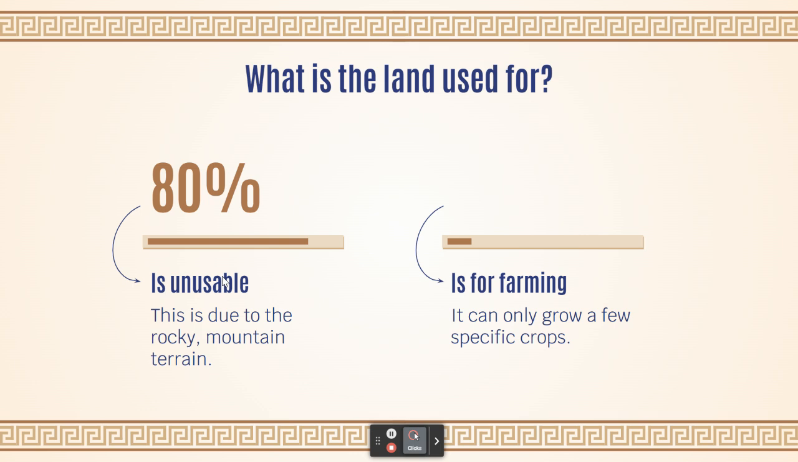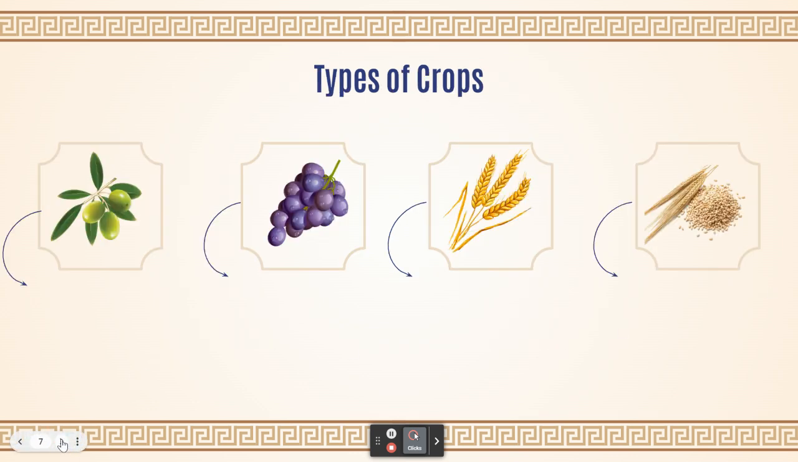And obviously, if 80% is unusable, then 20% is usable. So they can only grow a few specific crops that can grow in that rocky kind of soil. And we'll take a look at that next. So the types of crops, there are 4 that we're going to look at. First of all, olives. Now, olives, they were used to eat, of course, but also to make olive oil. And that olive oil, because they could grow so many olives with those crops, it was great for trade.